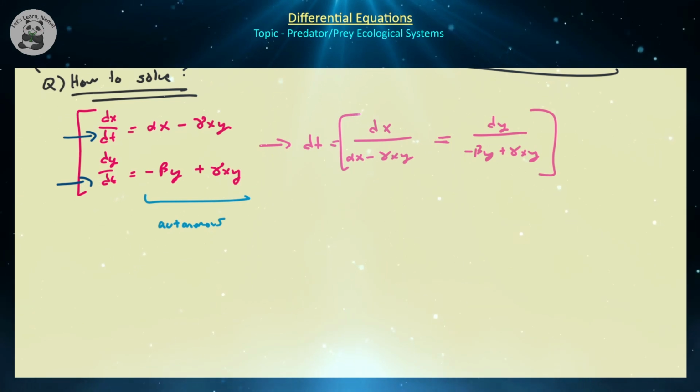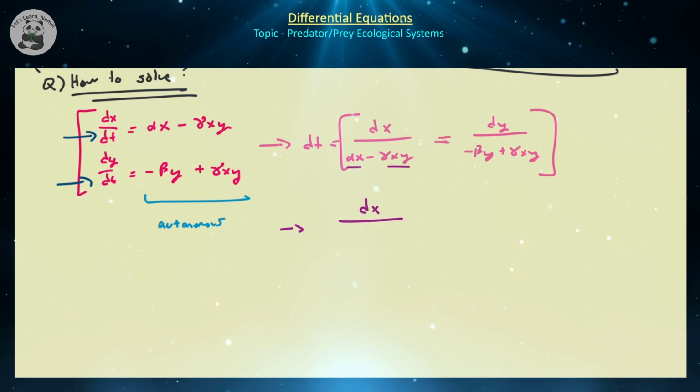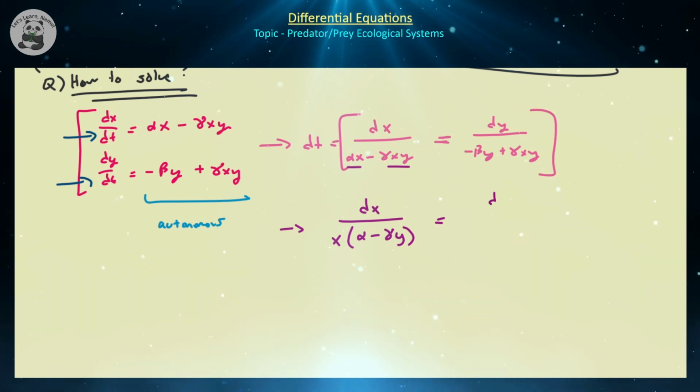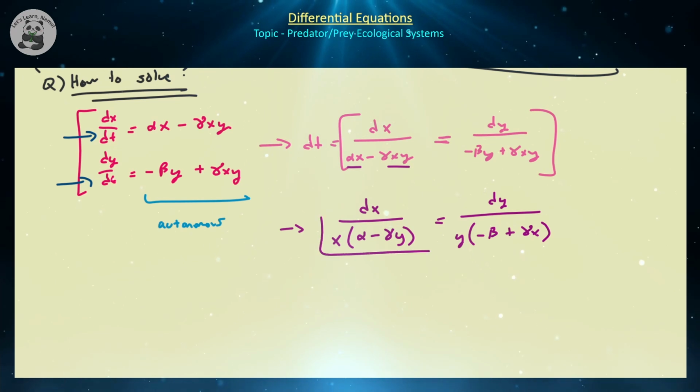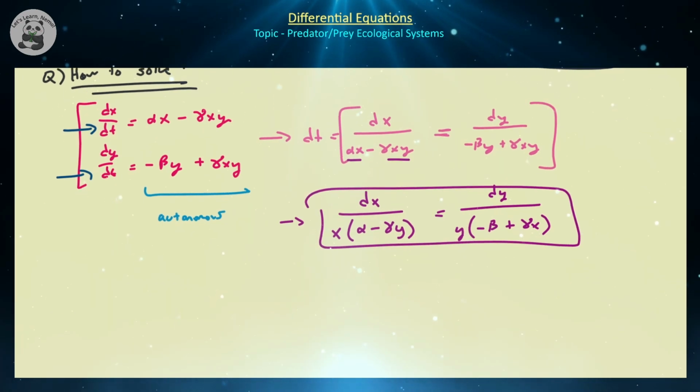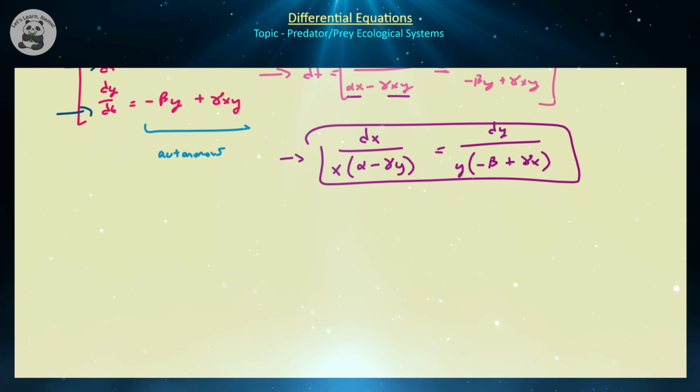So the first thing that I'm going to do is factor out an x out of the denominator there. So I'm going to have dx all over x times alpha minus gamma y. And on the right-hand side, I'm going to have dy divided by y times minus beta plus gamma x. Right. So then I'm going to isolate my y terms and our x terms, because notice that our y terms are in that bracket, our x terms are in that bracket. So this is indeed a separable differential equation, which is very nice.